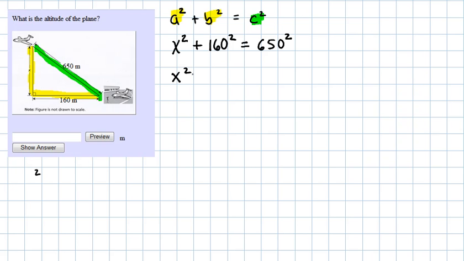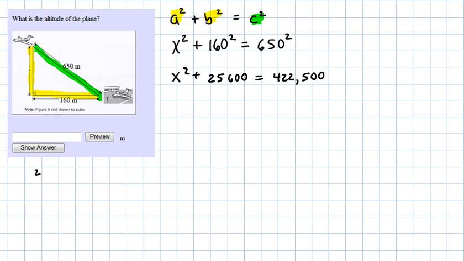I did this on my calculator and found out that 160 squared is, whoops, that should be a plus sign there. 160 squared is 25,600, and 650 squared is 422,500. Okay, now I need to solve for x.